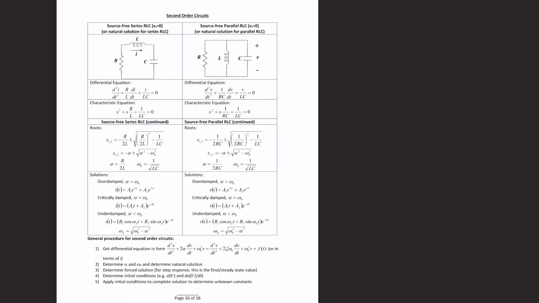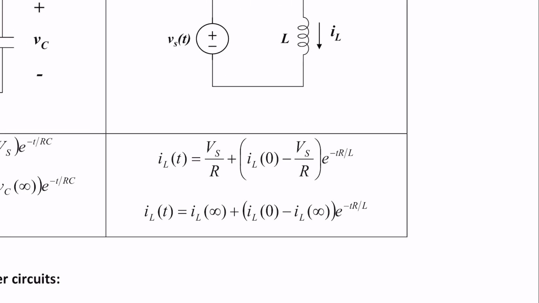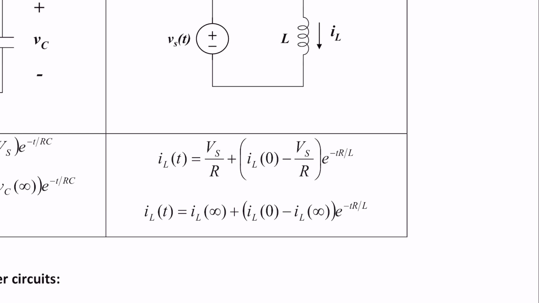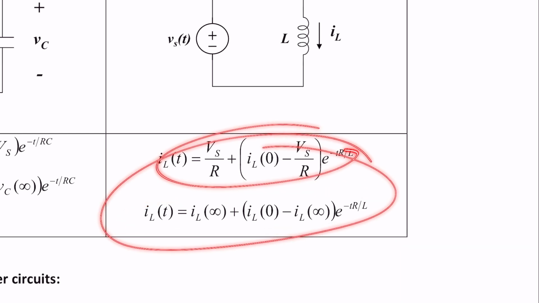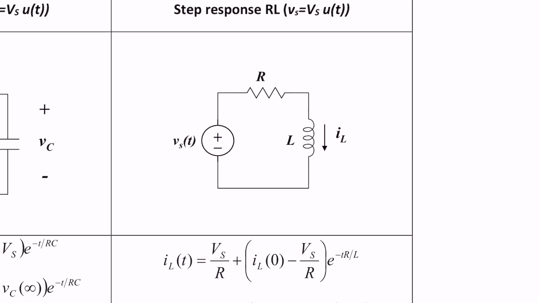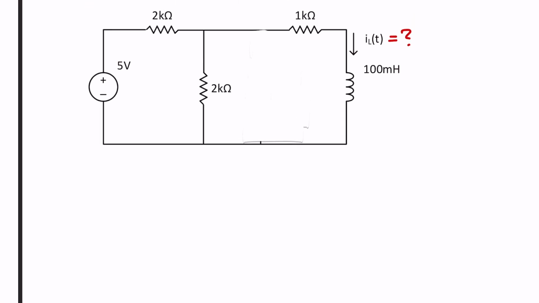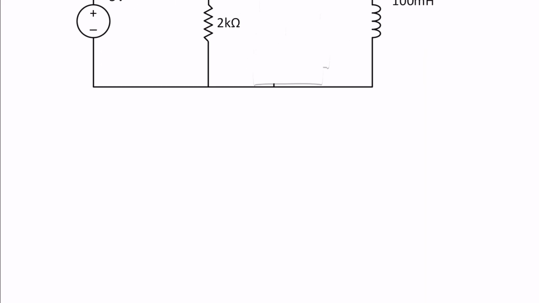The good thing is that in our cheat sheet we actually have this equation right here, and it's there for us to use. These two equations are both the same thing. To use either of them, we need to get the circuit in this form, which means, that's right, we need the Thevenin equivalent. So let's find our Thevenin equivalent.